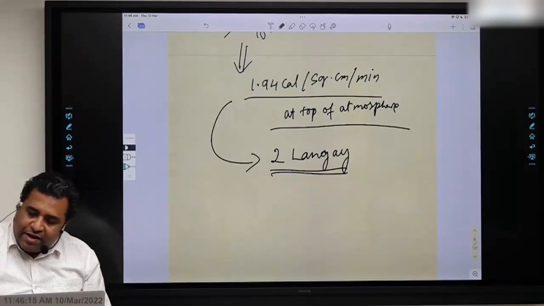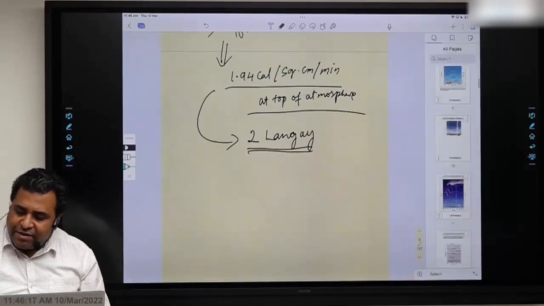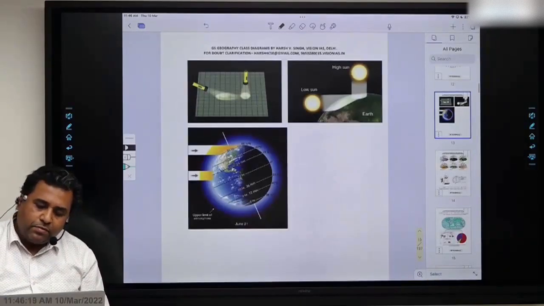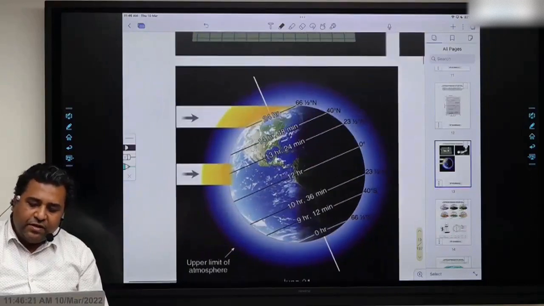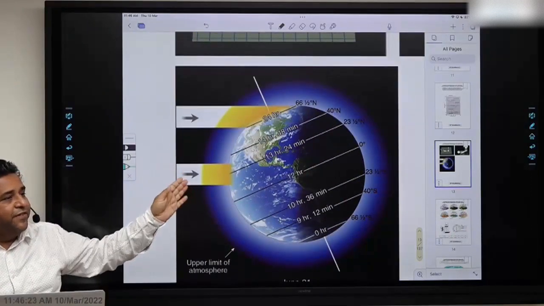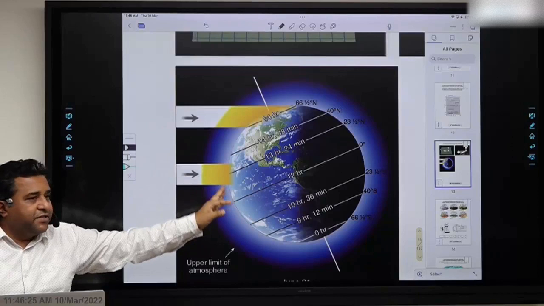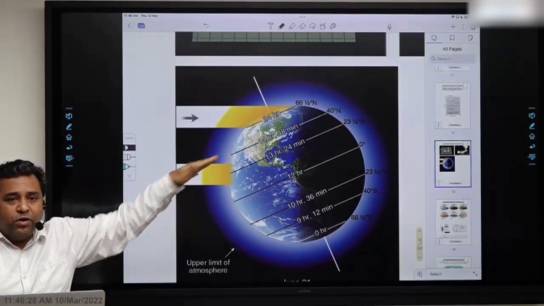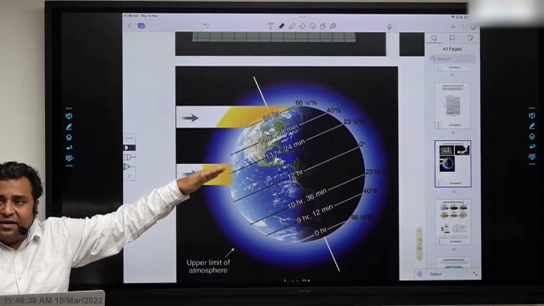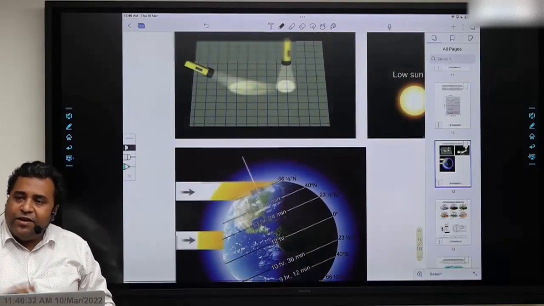Now, what does the inclination mean? Inclination means something like this. Look at this. You can see the sunlight is falling on the earth at different angles. This region it is more perpendicular. That region it is more inclined. Do you see? So what is the effect of perpendicular and inclined? It is like this.